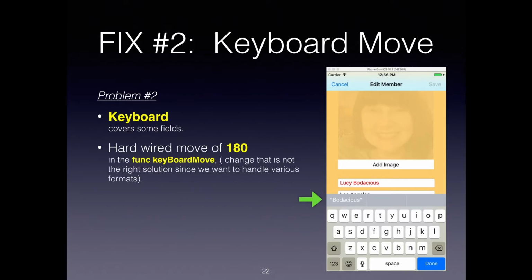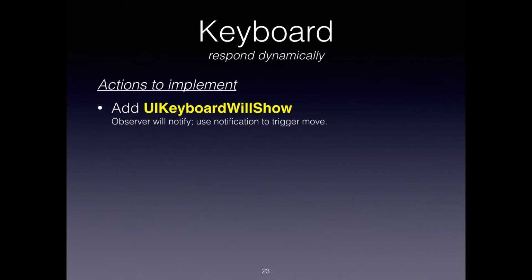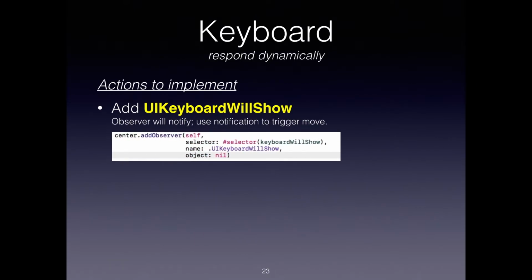So it's a hardwired move of 180, and I'll show you where that 180 move takes place. So we want to have the height of the keyboard. And the way we can get the height of the keyboard is by, first of all, subscribing to a notification that tells us when the keyboard is showing up. So when the keyboard shows up, we want to say, okay, what's the height of the keyboard? And then we'll move that amount out of the way.